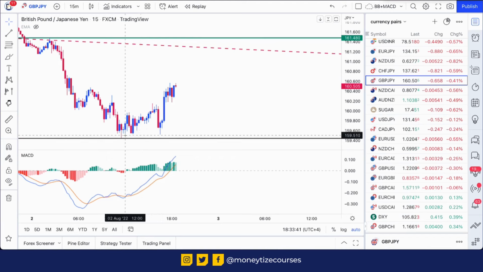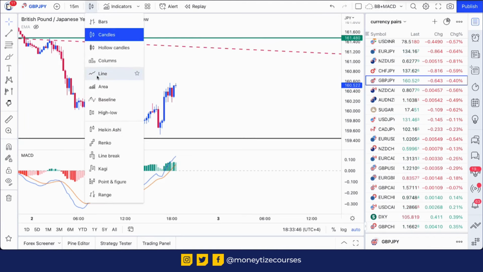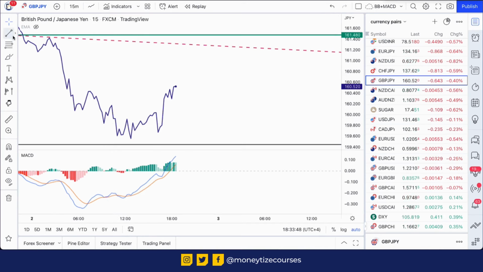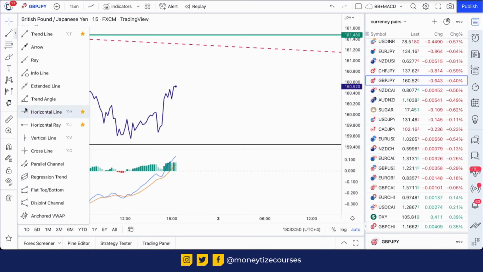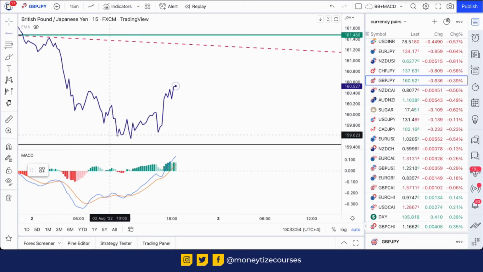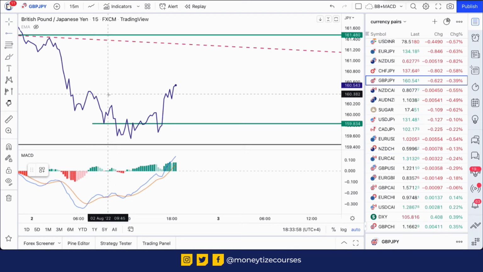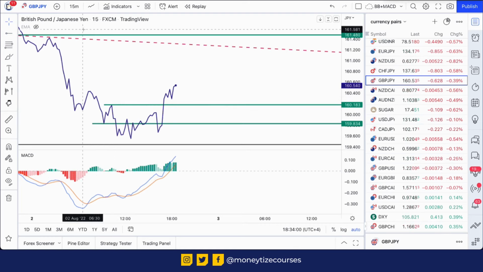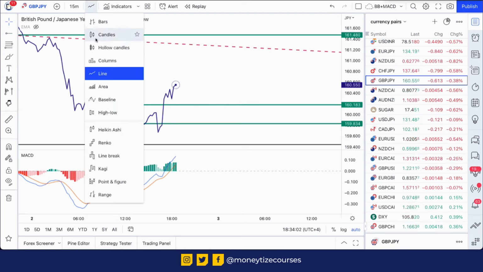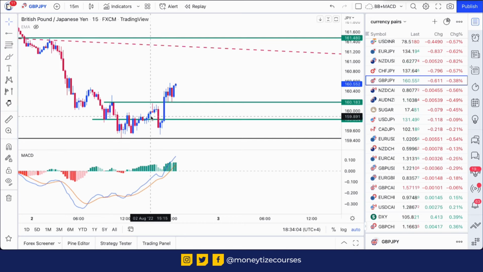So as per the rules, this is the low, and the first structure which was required to be taken out was... yes. So it has already passed above. It clearly broke above the structure.